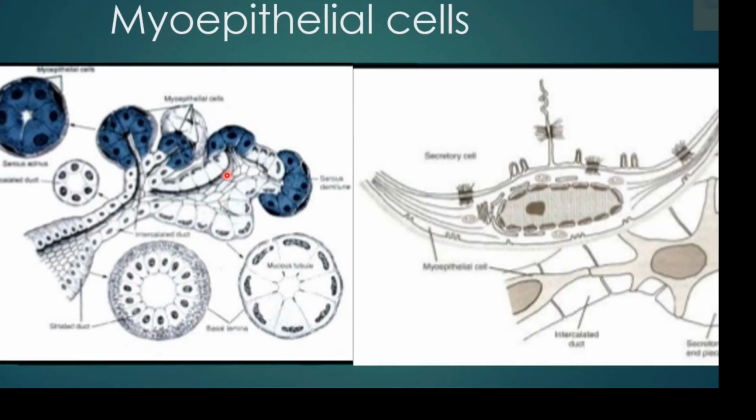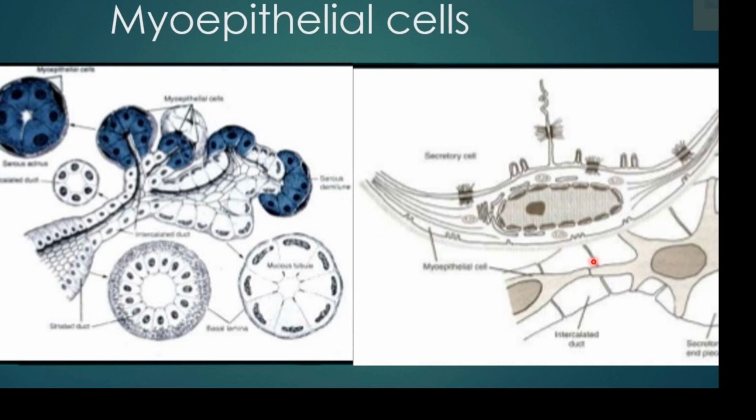Again, you can see different sections over here. This is the serous acinus, and these are the serous acini over here and the mucus acinus over here. This is a smaller duct, which is the intercalated duct, and a larger duct, which is the striated duct, and the myoepithelial cells which are surrounding this ductal system.